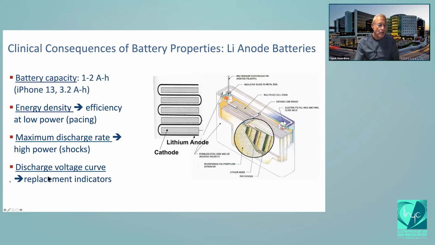And finally, we'll come to what's called a discharge voltage curve. We'll see that the way the voltage changes as the battery depletes in energy can be used to indicate when the battery is running down and needs replacement.